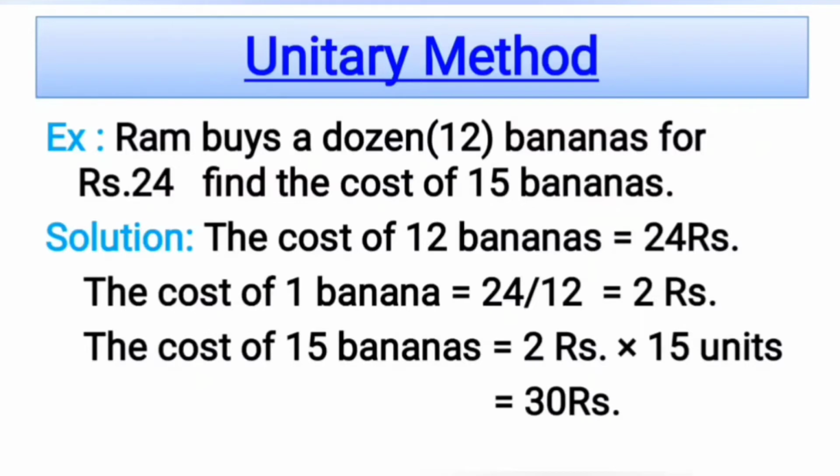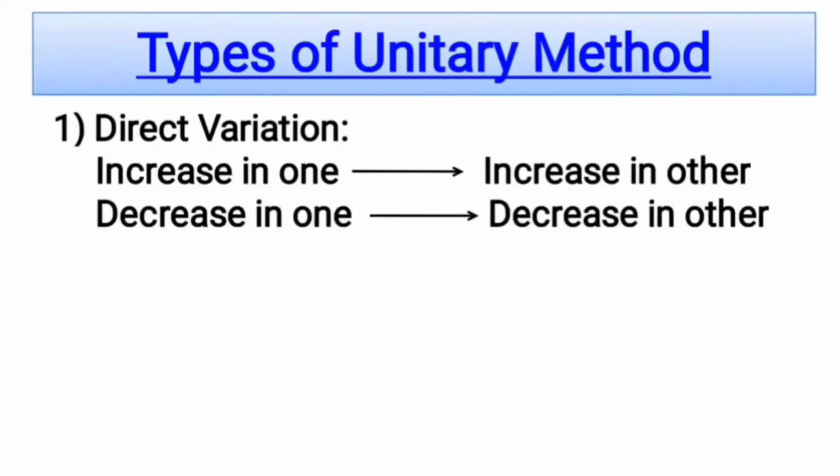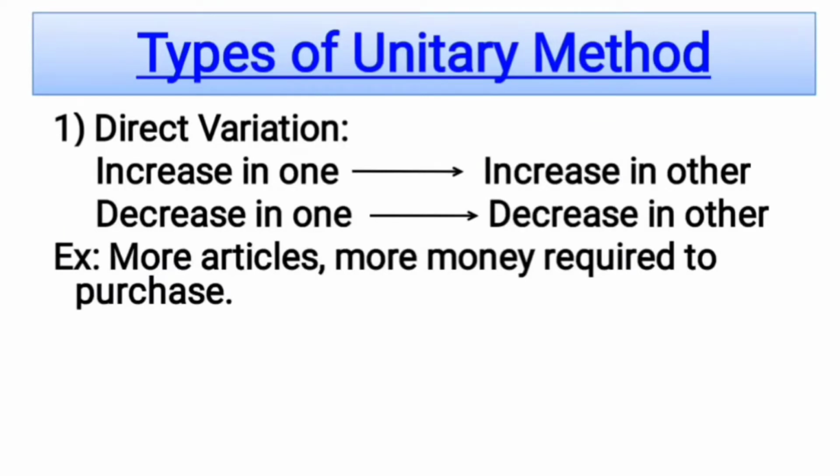There are two types of unitary method: direct variation method and indirect variation method. Let's see direct variation method. If we increase any one value, then the other value also increases. If we decrease any one value, then the other value also decreases. Let's see an example. More articles, more money required to purchase. If you purchase one pen for rupees 5, then for 5 pens you have to spend 25 rupees.